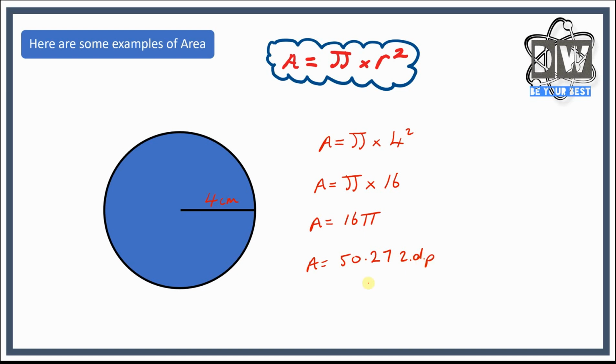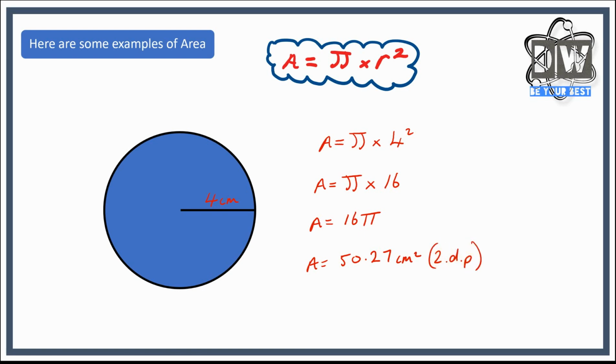Now with this one, our answer would be centimeters squared. Okay, so that would be how we do these. I really should have put that up there, so let me do good practice rather than bad practice. Let's put centimeters squared, and I put that to 2 decimal places.